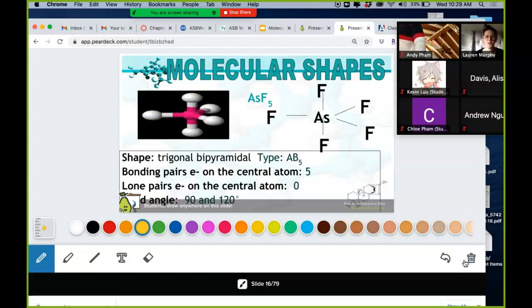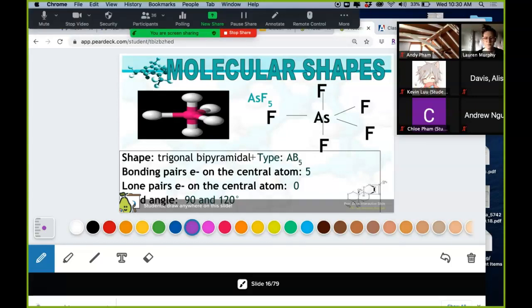Now, because of this, there's actually two different types of bond angles. Because we have the trigonal planar lying flat right here, those are all 120 around the planar part. But there's also these guys. That's a 90-degree angle. That's a 90-degree angle. This is a 90-degree angle. This is a 90-degree angle. So this guy actually has two different bond angles in it, 120 and 90. And it's considered an AB5 because there's a central atom with 5 things bonded to it, 5 fluorines. Any questions?